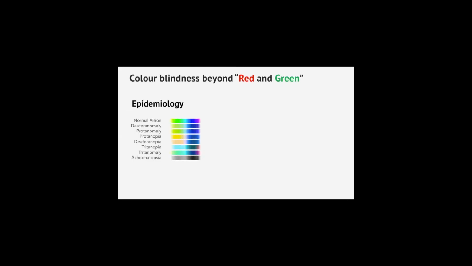So if we look at the epidemiology, 95.5% of the population has normal vision. Then we see the different variations of color blindness, with protanopia and protanomaly being the deficiencies of the red color, deuteranopia and deuteranomaly being the deficiencies of the green color, and tritanopia and tritanomaly of the blue color, which is much more rare, as well as achromatopsia, which is one case in 10,000 people, people who cannot see color at all.